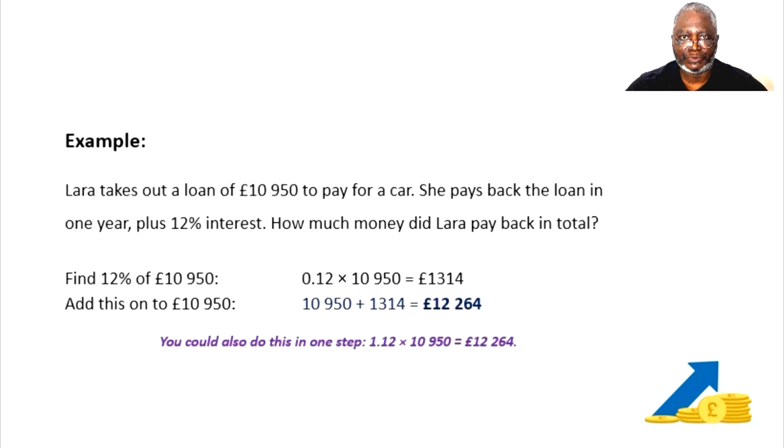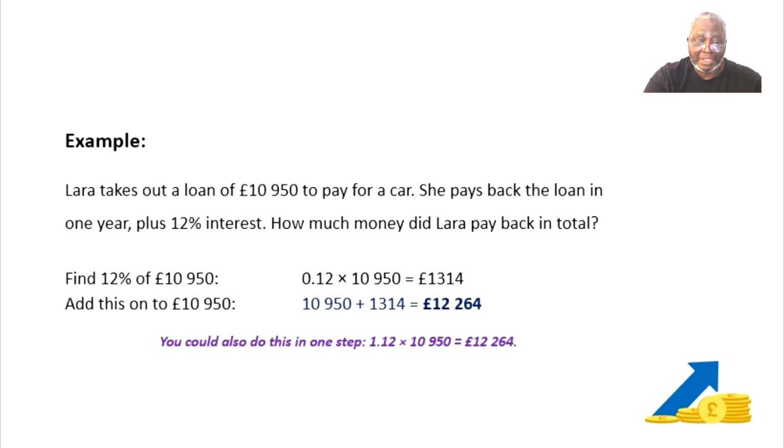Let's look at an example. Lara takes out a loan of £10,950 to pay for a car. She pays back the loan in 1 year plus 12% interest. How much money did Lara pay back in total? First, find 12% of £10,950, which is 0.12 times £10,950, which is equal to £1,314.